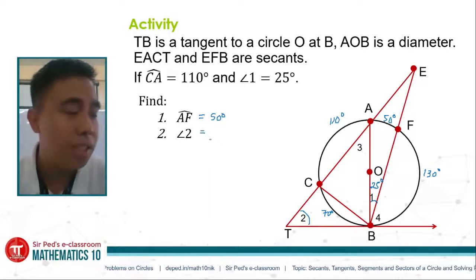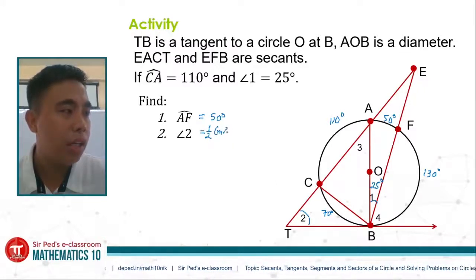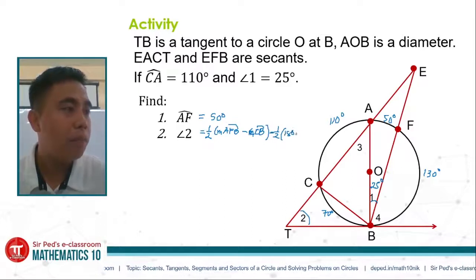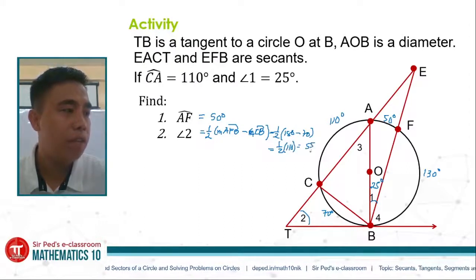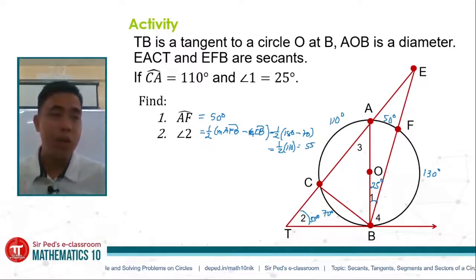So, we can now find angle 2. Angle 2 is 1/2 of the measure of arc AFB, the semicircle, minus the measure of arc CB. So, 1/2 of 180 minus 70, that will be 1/2 of 110. So, the answer is 55. Therefore, that is 55 degrees. I hope you can follow.